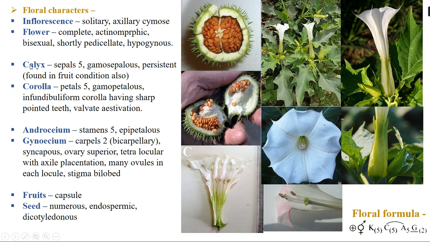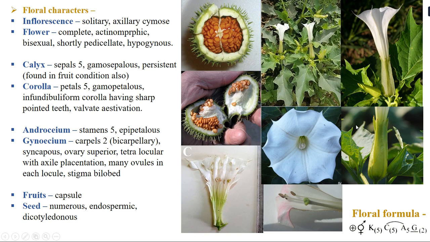Coming to the whorl, calyx. Calyx has 5 sepals. So here, if you see this picture, 1, 2, 3, 4. 4 of them are here and the last one is on the back side. So there are 5 sepals. Gamosepalous. Why do you call it gamosepalous? Because all of them are fused to each other. So it is a gamosepalous condition.